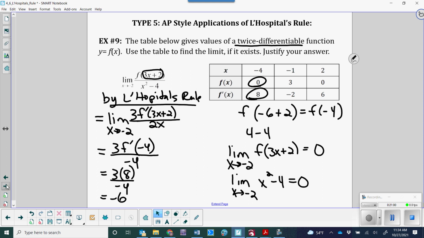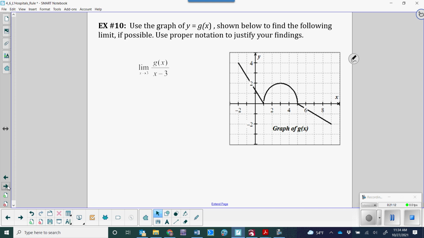Okay, so that's the proper way to write all of that down, and a common place where you might see L'Hopital's rule on the test. Okay, so we're going to do this example, and then we're going to discuss the last example as a quicker way we can do it.